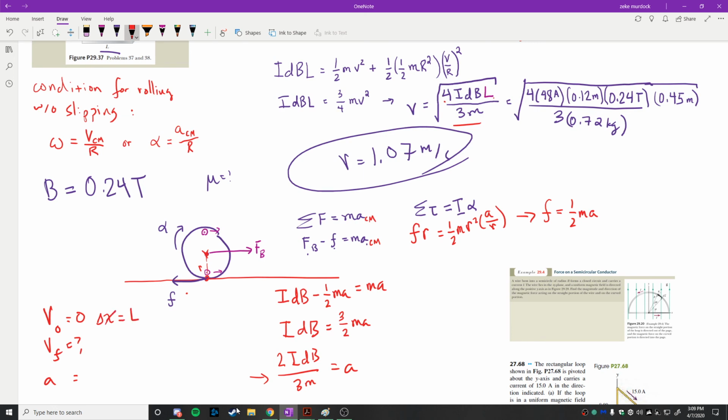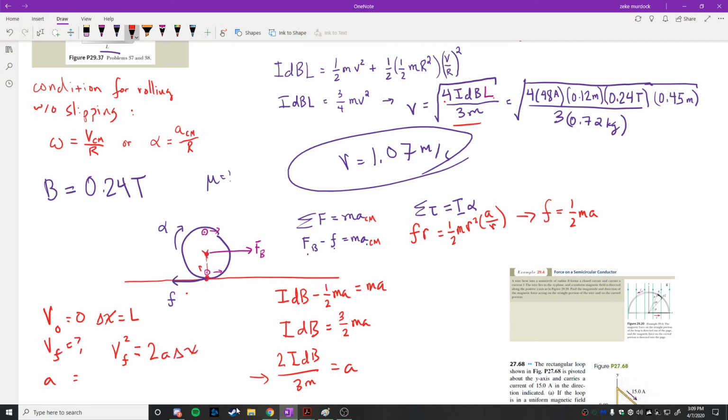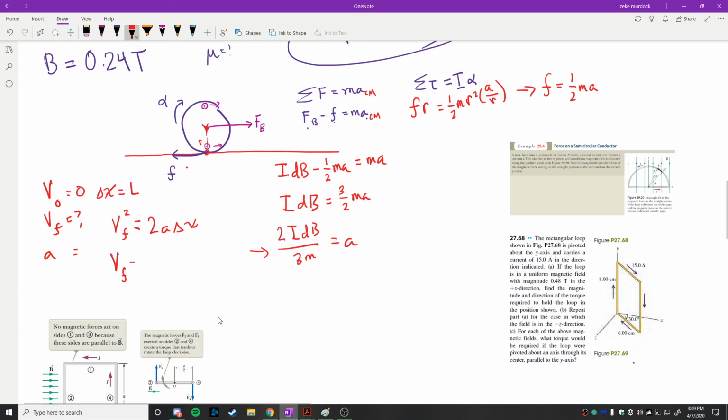So now we just use one of our kinematic equations, the one that says that final velocity squared should be equal to initial velocity squared, but the initial velocity is 0, plus 2 times a times delta x. And that gives us everything we need. So if it's vf squared on the left side, it's just going to be 2a delta x. You get the exact same answer. So v final ends up being equal to the square root of 2 times a, so 2 times 2IdB divided by 3m, and then multiplied by the thing that I left out before, which was delta x. And look, that's exactly the same equation, right?